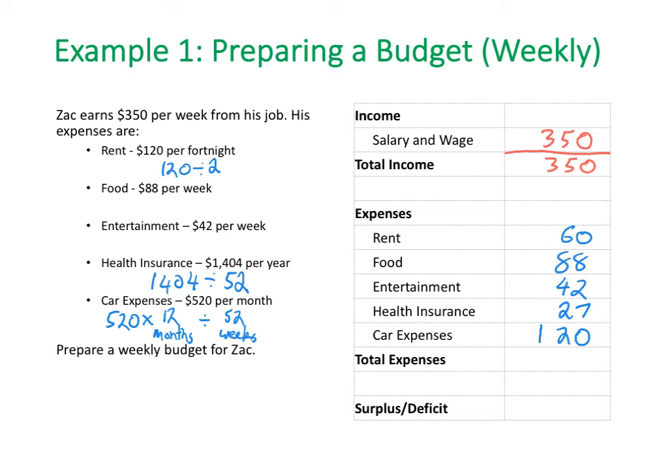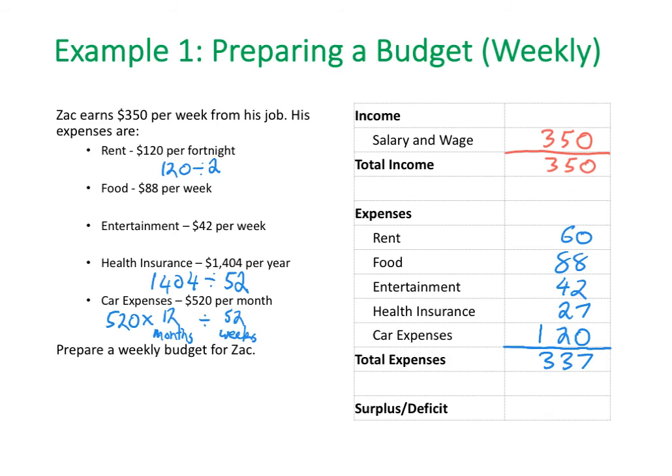So once I've included all of the expenses that have been provided to me in the question, I can go ahead and calculate total expenses by adding them all up. So Zach's total expenses is going to equal $337.